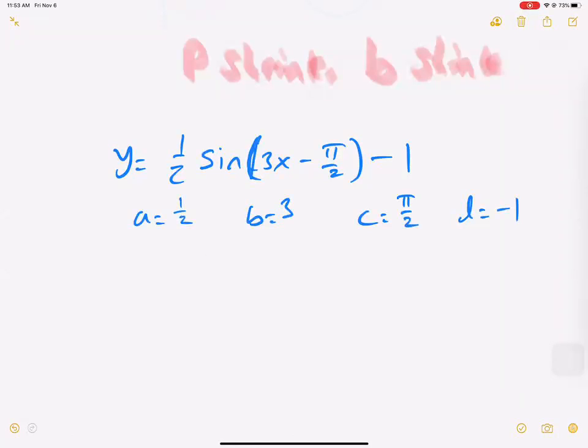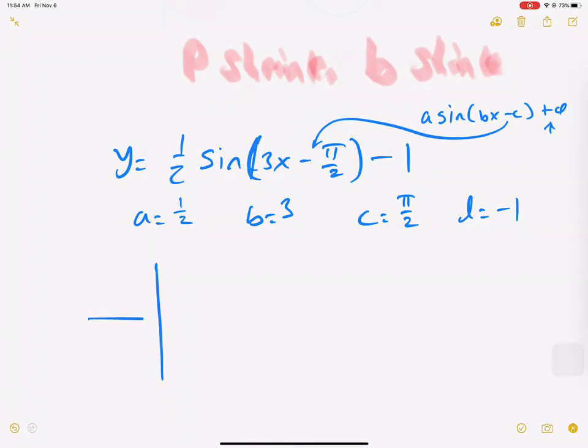Did you remember to just take the pi over 2, not the negative sign? Because in our original formula, a sine of bx minus c, the negative is already there. See, it's already there. How about the negative 1? Did you remember to take the negative 1 with you? Because it should be positive in my original.